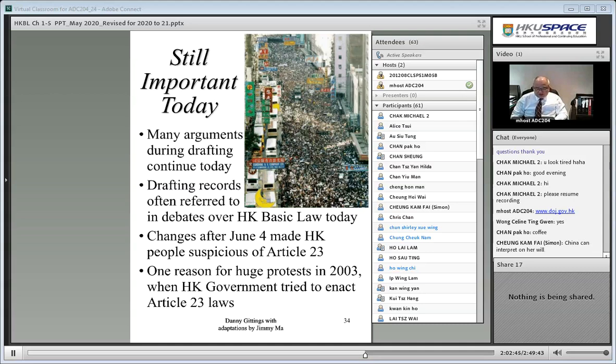It sometimes works, sometimes it doesn't work. And for the Basic Law, it's not easy because there is yet a complete set of official drafting record available to the public. So as far as interpreting the Basic Law is concerned, the drafting records are still important.